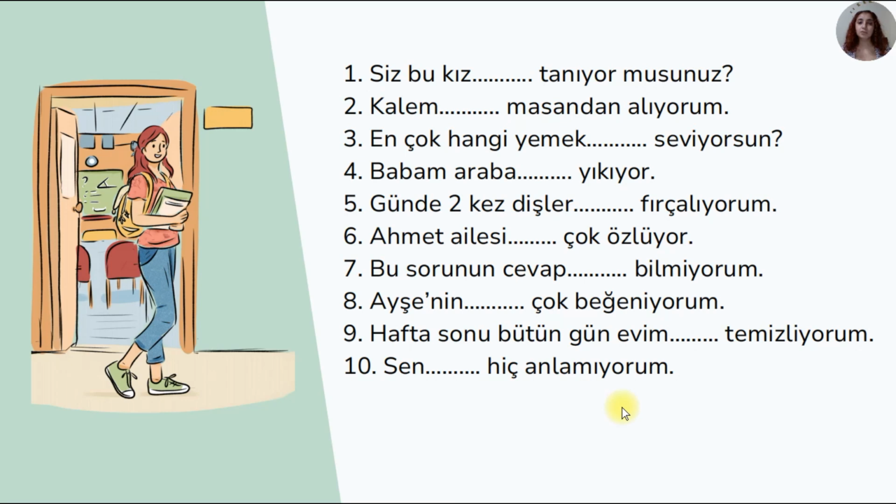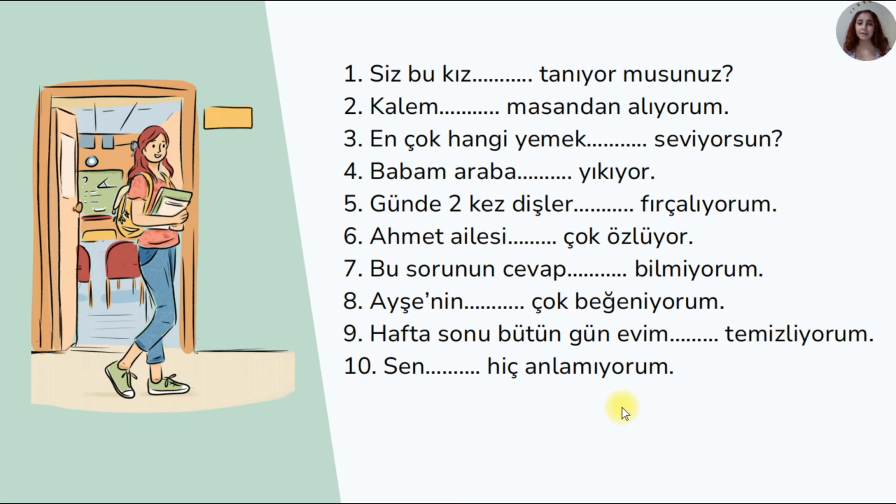Next one, sonraki. Günde 2 kez, 2 times in a day, dişlerimi fırçalıyorum. Dişlerim, my teeth, dişlerim, fırçalıyorum. I need to say accusative because I used possessive and I need to make it clear as object and my teeth are object here. Dişlerimi fırçalıyorum.